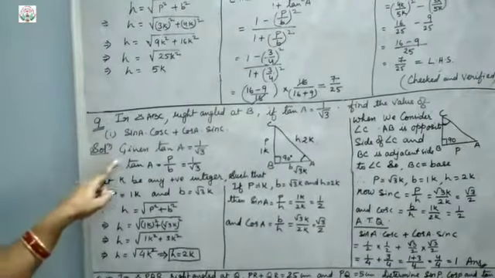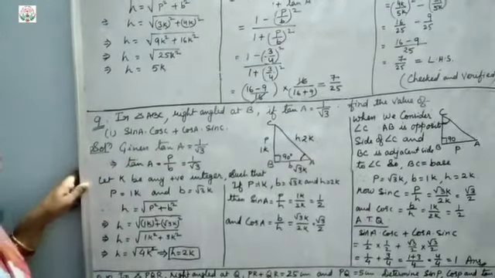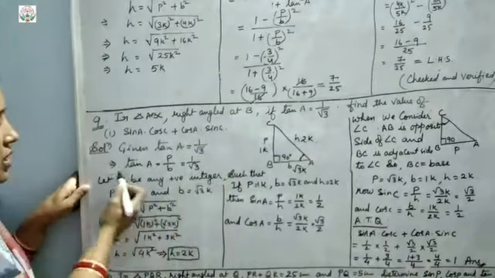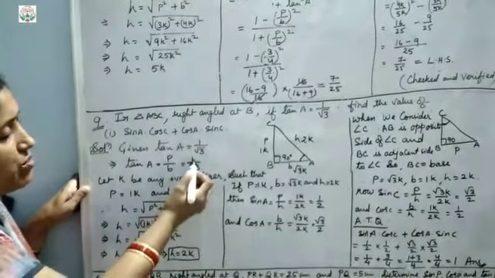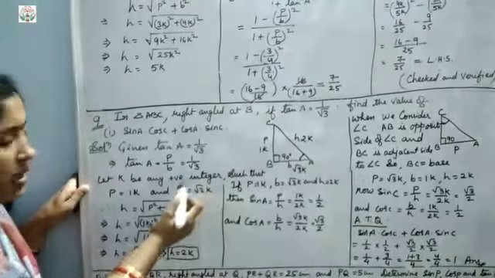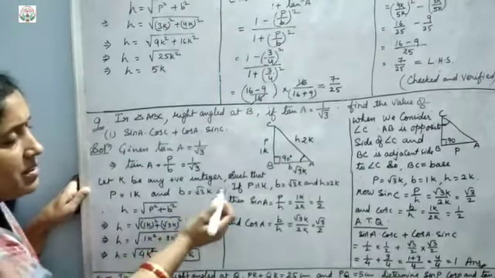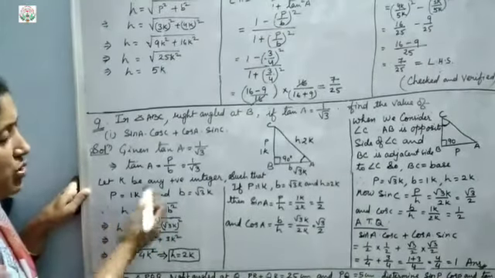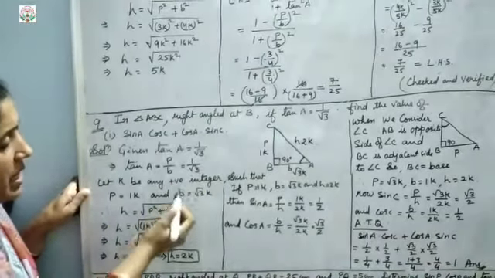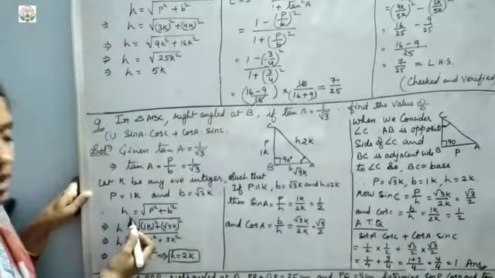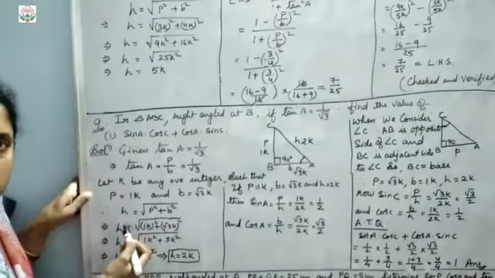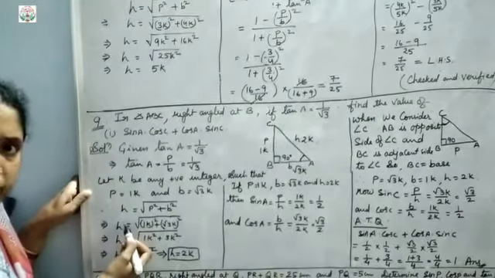Okay. So now given tan A equals 1 upon root 3. And we know that tan A can be written as P upon B, that is equals 1 upon root 3. Okay. Let K be any integer such that P is 1K and B is root 3K. Okay. So now again Pythagoras theorem. By Pythagoras theorem we will get the hypotenuse.